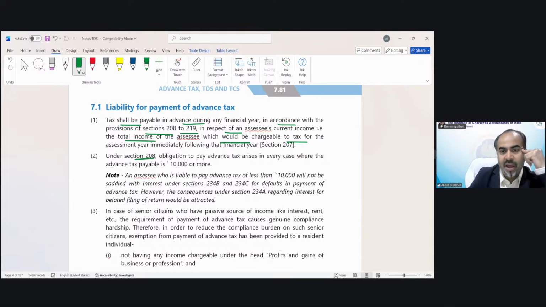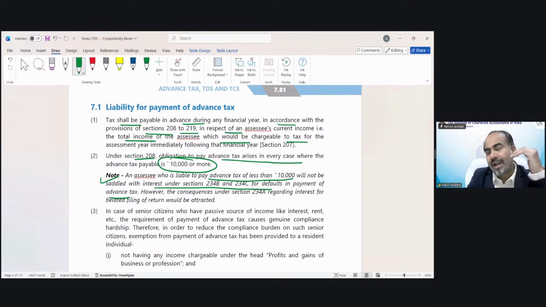Section 208 says the obligation to pay advance tax arises in every case where the advance tax is 10,000 or more. An assessee who is liable to pay advance tax of less than 10,000 will not be charged interest under sections 234B and 234C for defaults in payment of advance tax. So if your tax liability is less than 10,000, then there is no requirement of advance tax payment. That's why you do not need to pay any interest under sections 234B and 234C.